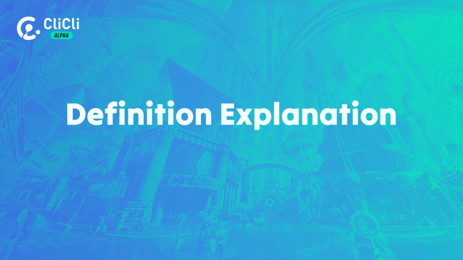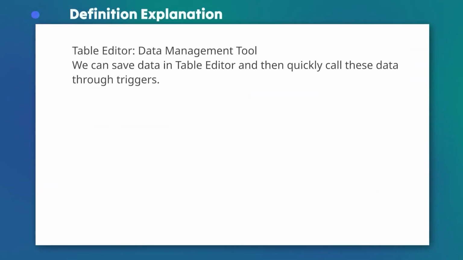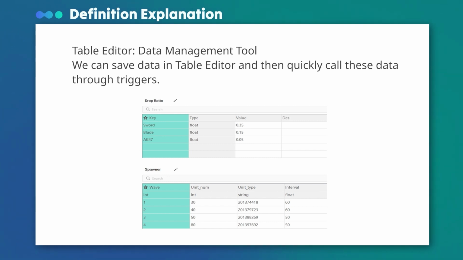First, let's take a look at what a table editor is. Table editor is another data management tool provided by CliCli as a supplement to the object editor. We can use it to save data in the form of tables and then quickly call these data through triggers. For example, we can use the table editor to save the probability of monsters dropping items, or the type and number of monsters spawned for each spawning.